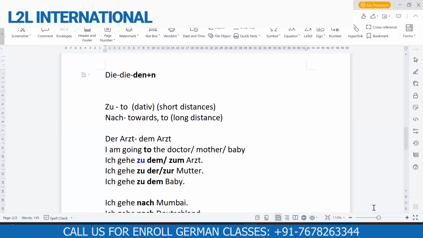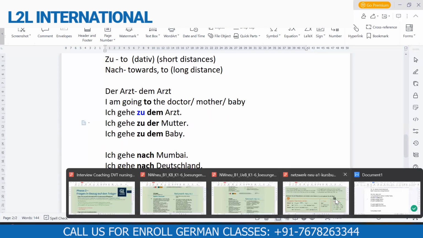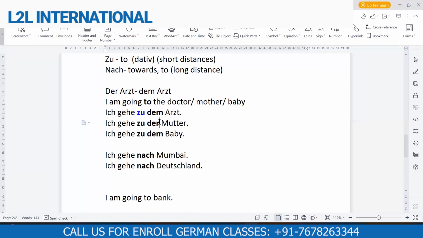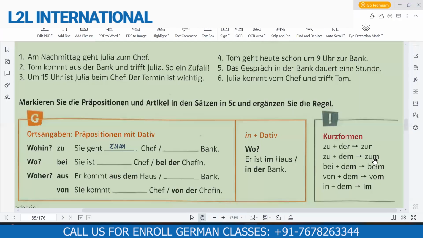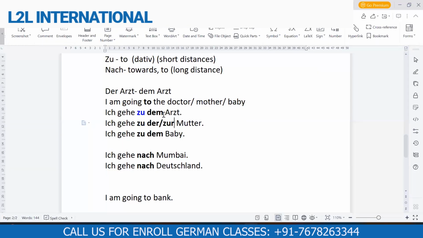So in the above cases, if you see here, let's remove this, let's remove zum first, and remove zur also. So now this is what we have, right? Zu plus der. If it is zu plus der, then look in the book and tell me what zu plus der is. Zur, right? Zu plus der is zur. So we're going to make it zur. This will change to zur. Now zu plus dem. Let's see what is written in the book. The short form of zu plus dem is zum. So we're going to make it zum. Warten, we're going to make it zum.